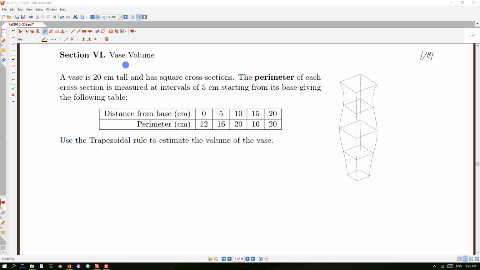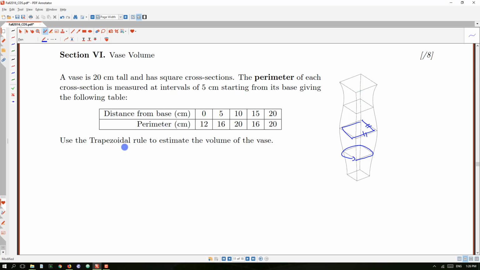In this video, we're going to work through section 6 from the 2016 exam for Math 121. We have a scenario where we have a vase sketched out, and it has square cross-section. So each of these elements here are equal sides, 90-degree angles. What we've been given is what is easier to measure, which would be a perimeter of these shapes as we go up from the bottom to the top of this vase.